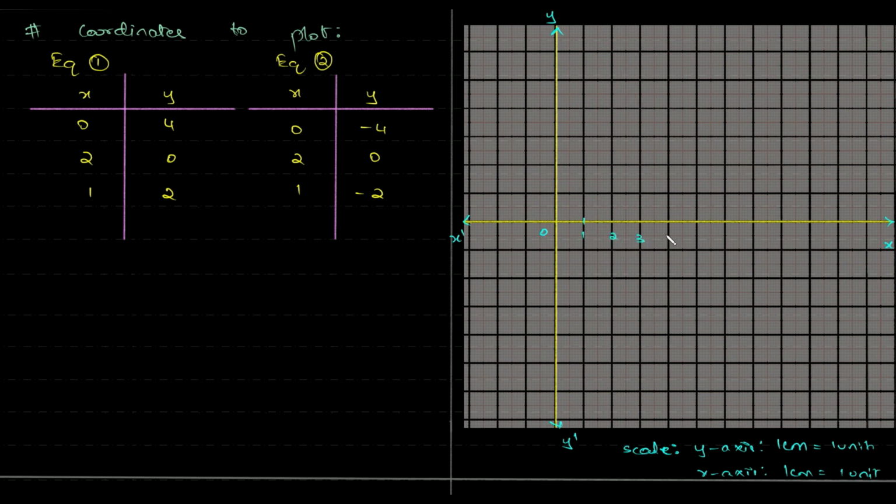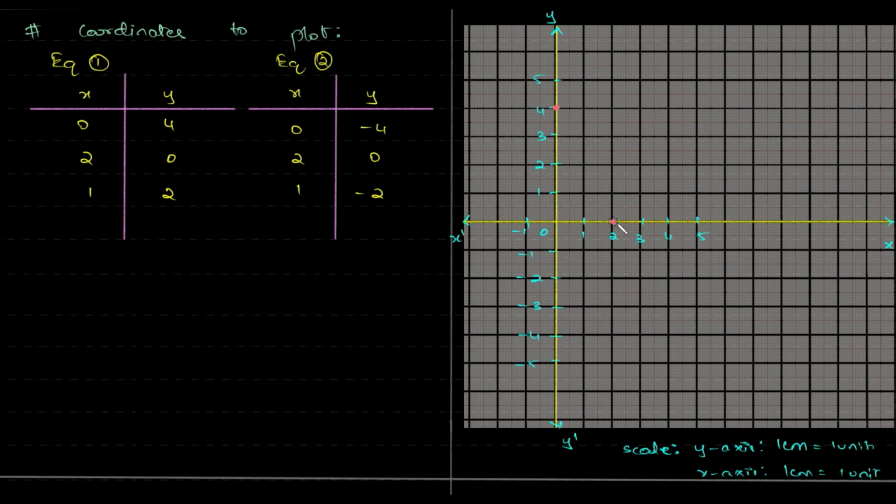1, 2, 3, 4, 5. This is minus 1; I'll do it on the left-hand side. Minus 1, minus 2, minus 3, minus 4, minus 5. And here we have 1, 2, 3, 4, 5. Done. So we have 0 and 4, 0 and 4 is up.